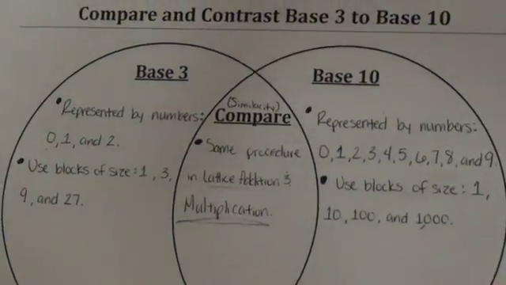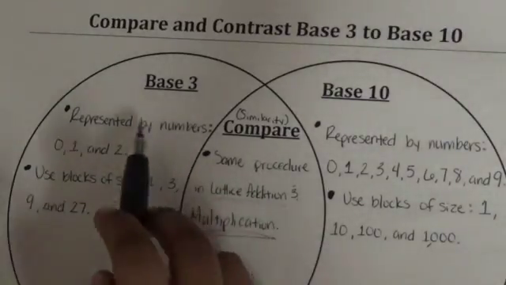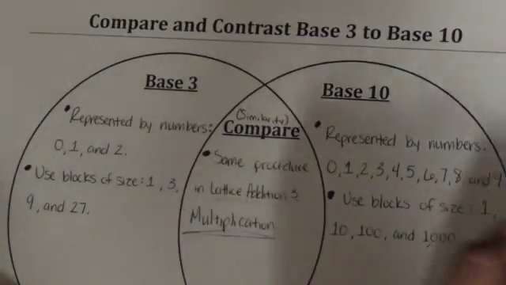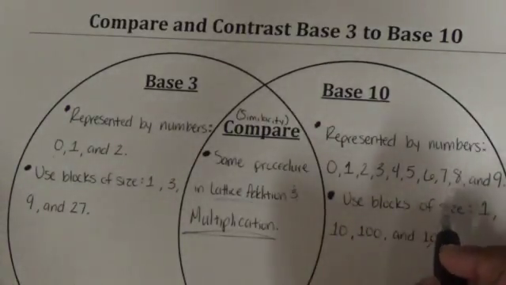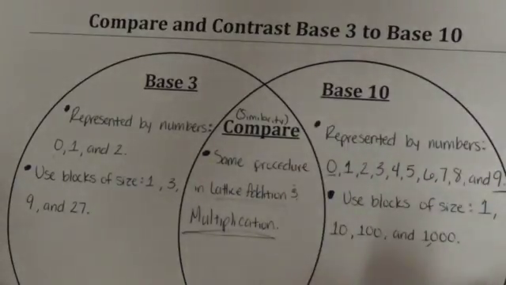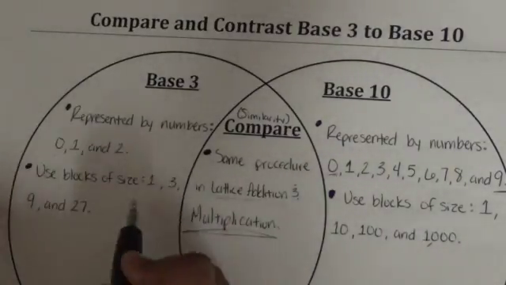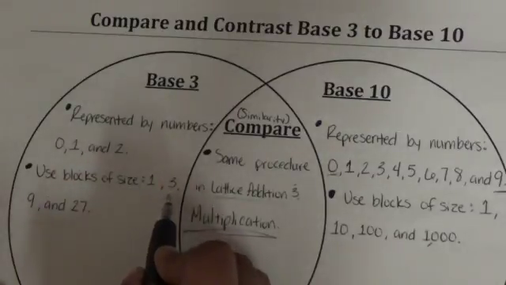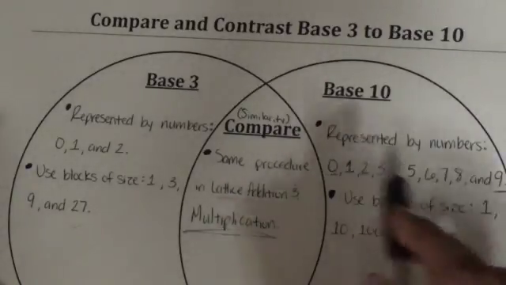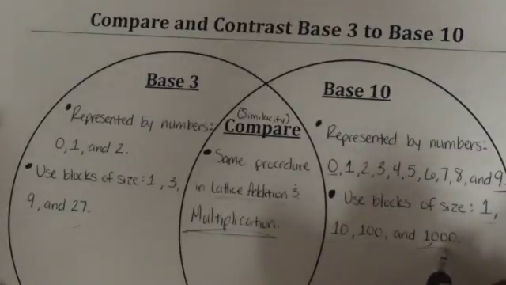Now we are going to be comparing and contrasting base 3 to base 10. Base 3 is represented by numbers 0, 1, and 2. However, in base 10, the numbers that it is represented by range from 0 all the way to 9, not including 10. The block size also differ between the two bases. In base 3, block size starts from 1, 3, 9, and 27. However, in base 10, the block sizes are from 1, 10, 100 to 1,000.